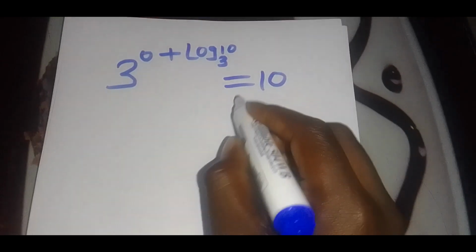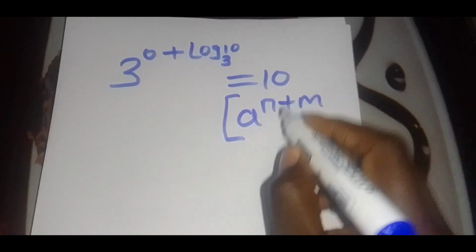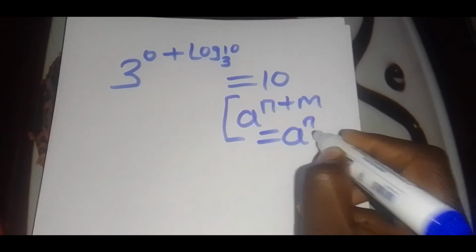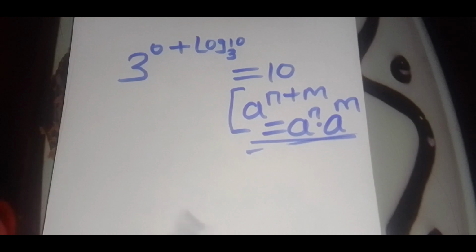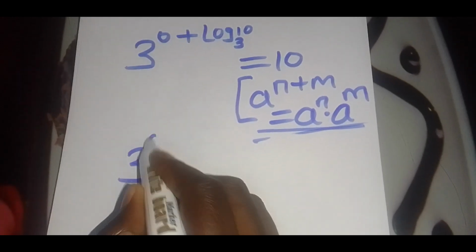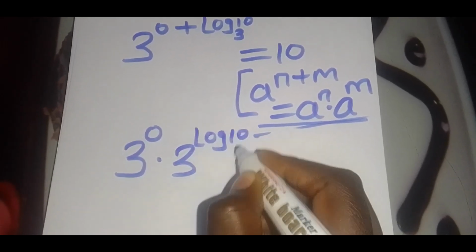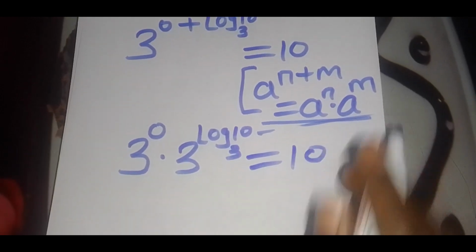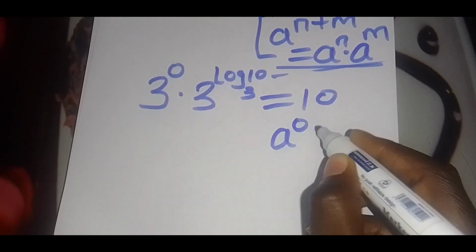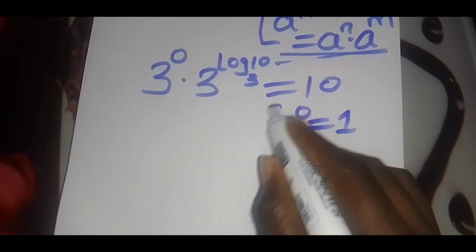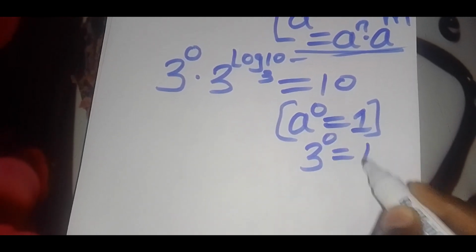Okay, so now using the indices identity that states that if you have a raised to power n plus m, this can be expressed as a raised to power n multiplied by a raised to power m. Let's apply this identity, so that you're going to have 3 raised to power 0 multiplied by 3 raised to power log 10 to base 3. This is supposed to give us 10. And remember, if you have a raised to power 0, this is equal to 1 according to the indices property. So 3 raised to power 0 is equal to 1.